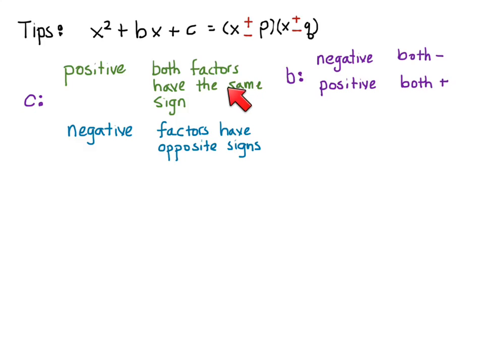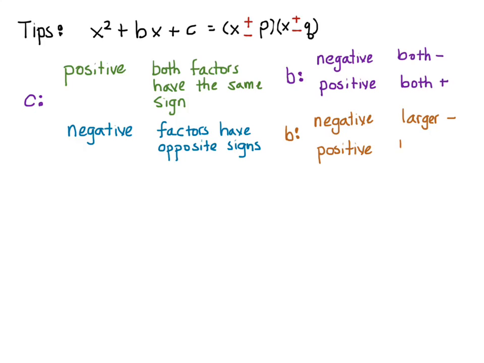Now, if we look at the b term after this, if c is positive, but b is negative, we know that both of those signs have to be negative. So both of these things in here have to be negative. If it's positive, then both are positive. Okay, so we'll look at the last case, and then I'll run through some examples, and hopefully that'll make it clear.